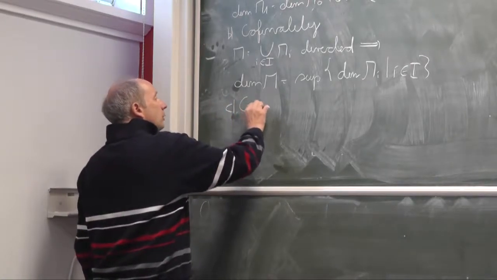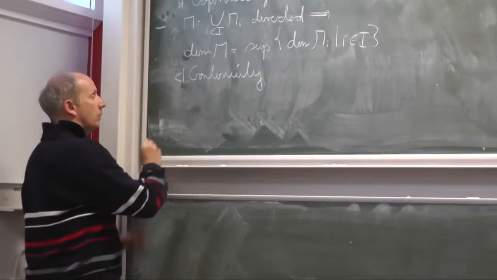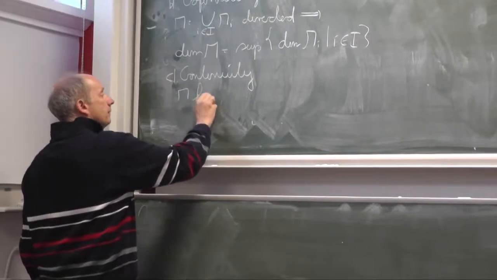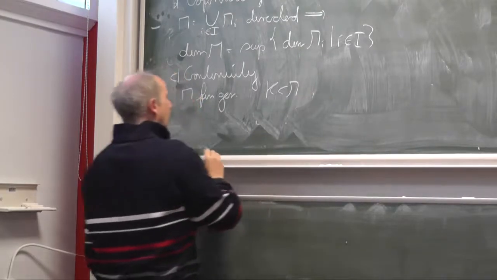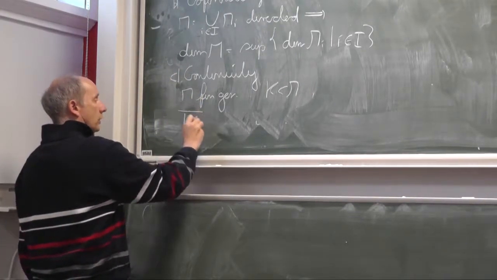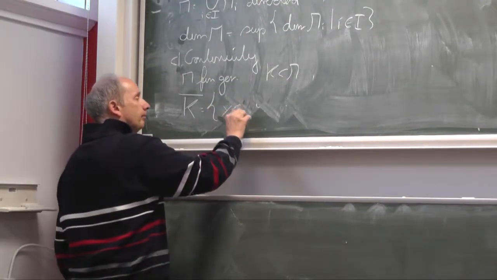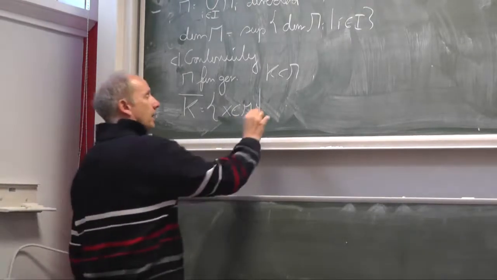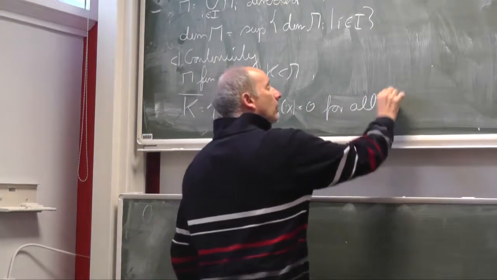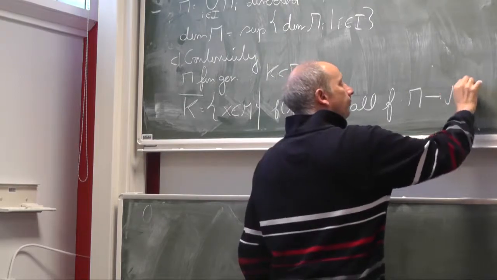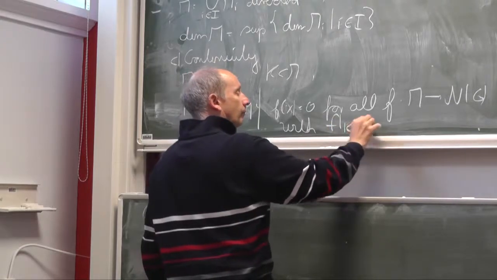Then there's a property, continuity, which I should say what it is. Suppose M is finitely generated, and K in M is a submodule. Then I can define a kind of closure, a Zariski-like closure. I look at all elements x in M with the property that f of x is 0 for all possible functionals on M which vanish on the given module K.